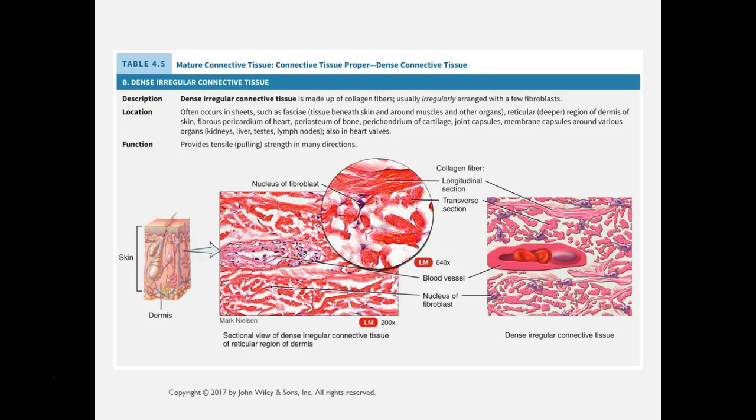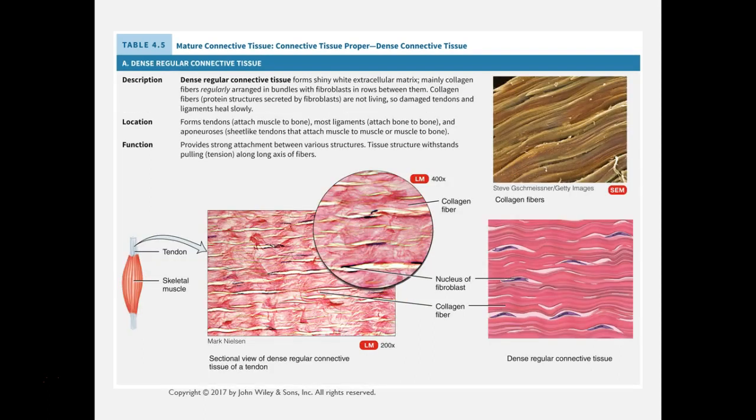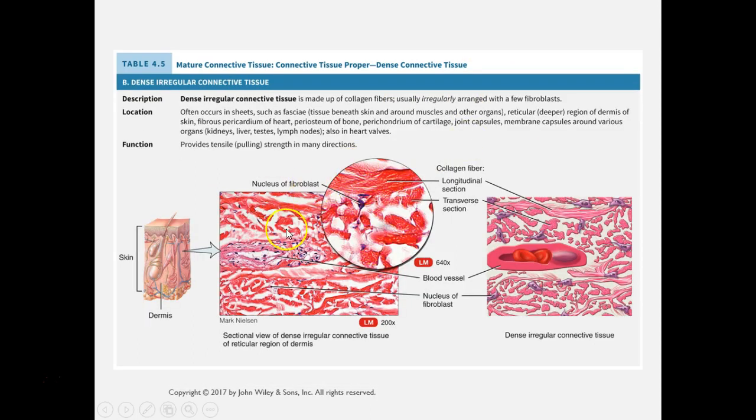Dense, irregular, the fibers are not running in the same orientation. So let's go back and look at this again. Regular connective tissue, long parallel fibers. Irregular connective tissue, man, those fibers are running in every direction. Okay, so made up still of collagen fibers, but fibers running irregular in their orientation, so in many different directions.